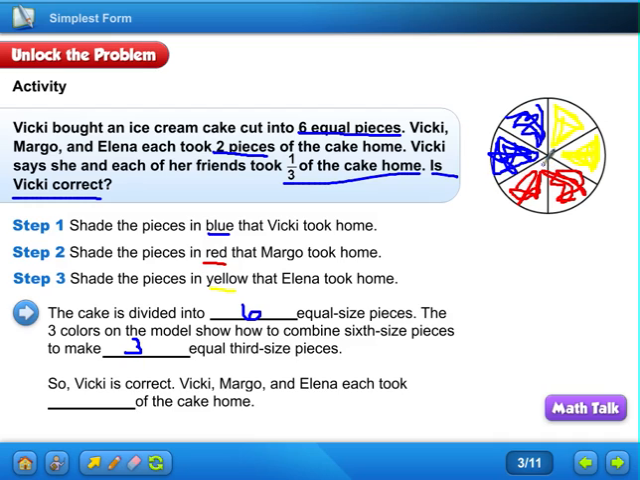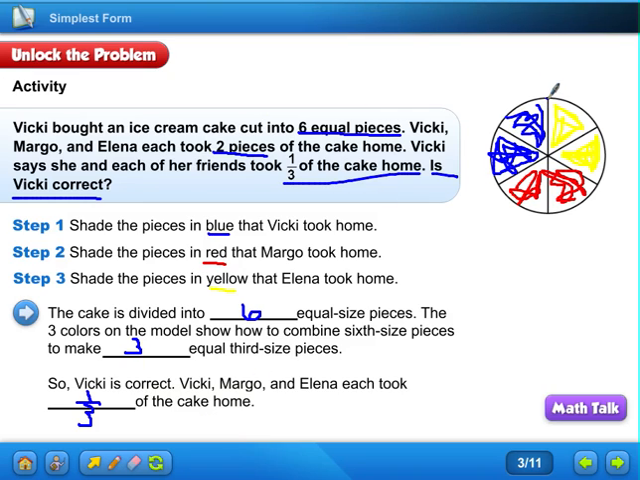So this is an equal size piece right here, the red. This is the equal size piece, the blue. And this is the equal size piece right here, the yellow. So there's only 3 if you looked at it like that. So Vicky is correct. Vicky, Margot, and Elena each took 1/3 of cake home.